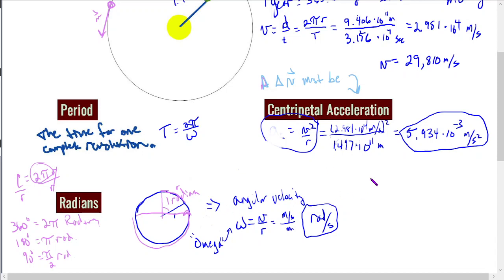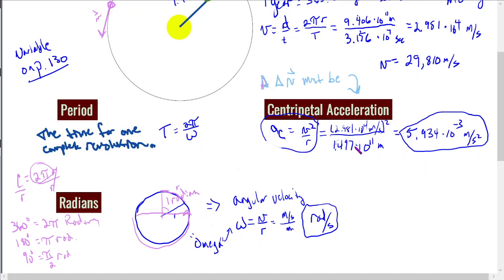Okay, so let's go over it. The variables that we've been using are on page 130 in your book. And so we have centripetal acceleration, our period, and our angular velocity.